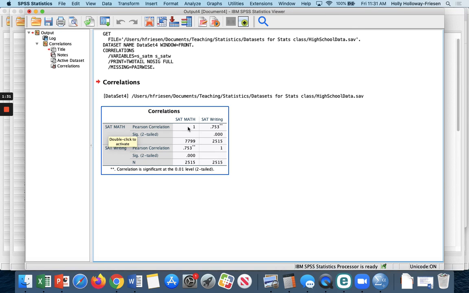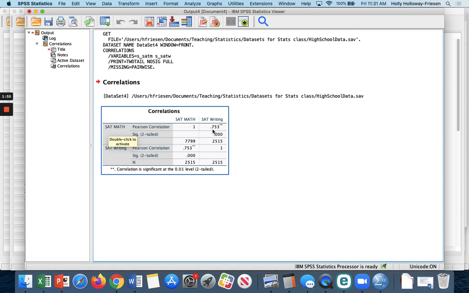What you're really interested in is the SAT math and its correlation with SAT writing, which in this case is giving you a significant value. These asterisks tell you that there's a significance, and this particular number below it tells you at what level. So it tells you that your p-value is less than 0.001.